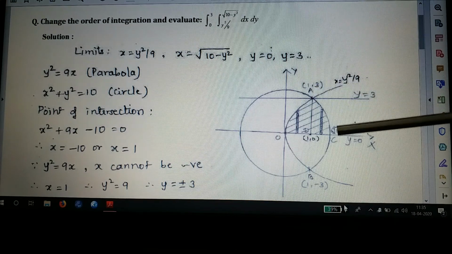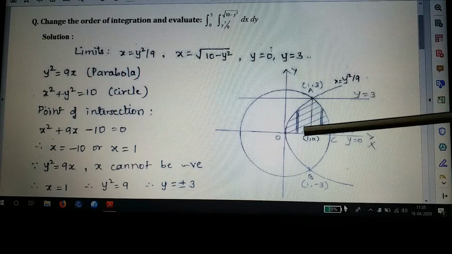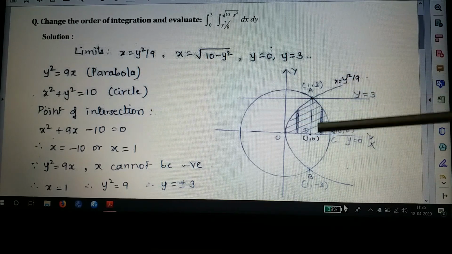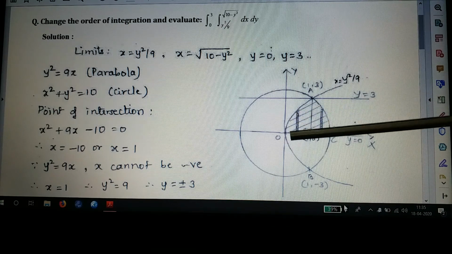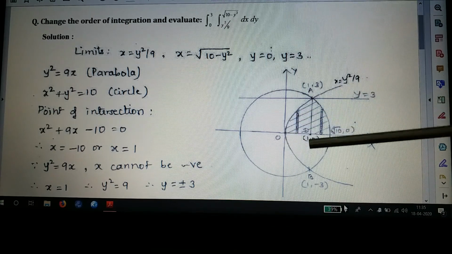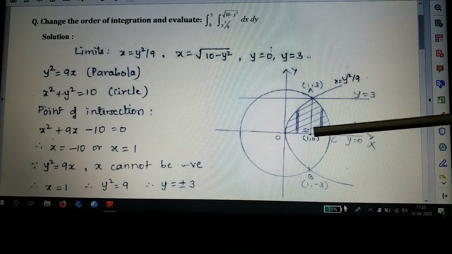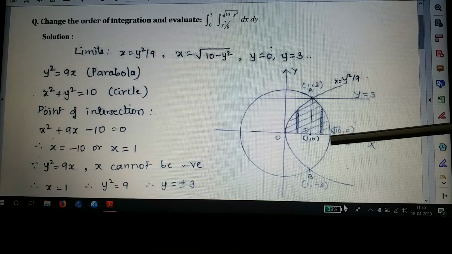Because of this reason, we are going to divide this region of integration into two parts. The first part is before AD, that is OAD. This is the first region of integration. And the second will be DAC. This is the second region of integration.